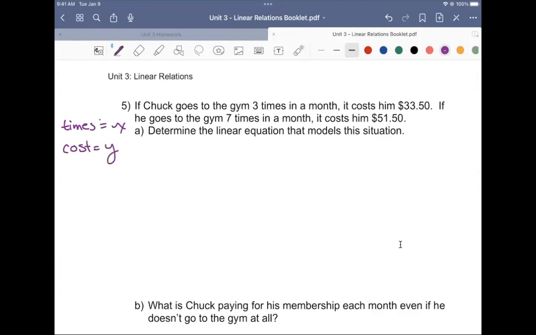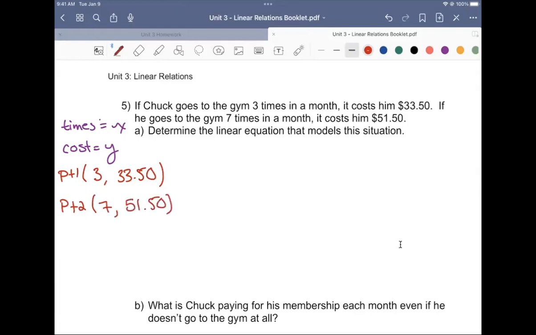Reason being is because we're going back to grade 9, independent and dependent variable. The cost depends on how many times he goes. So the times he goes is always going to be our independent variable, which is our x-axis. And the cost is our dependent variable because it depends on the other one, and that will be our y. So in this case, point 1 is, if he goes 3 times per month, it costs $33.50. Point 2 is if he goes 7 times per month, it costs $51.50.